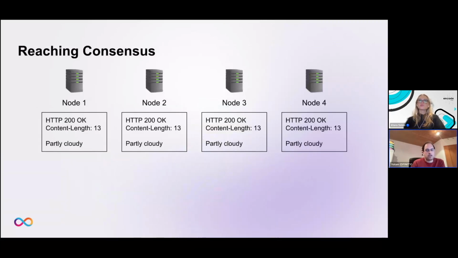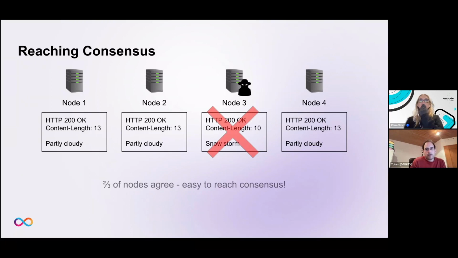But that's a bit tricky. If we have all the responses exactly the same, as we see here in this picture, because everyone behaves correctly and there is no other problem, then it's easy to reach consensus, because the nodes will report the same content and they will agree on it, no problem. But let's say we have a malicious node in the network, because it's a blockchain. And this malicious node says it's going to be a snowstorm instead of partly cloudy. We don't want the canister to think there will be a snowstorm. But if in this example we have 4 nodes, 2/3 of the nodes agree, so it's still easy to reach consensus. They will just ignore this other node, to the very least. They can do more.